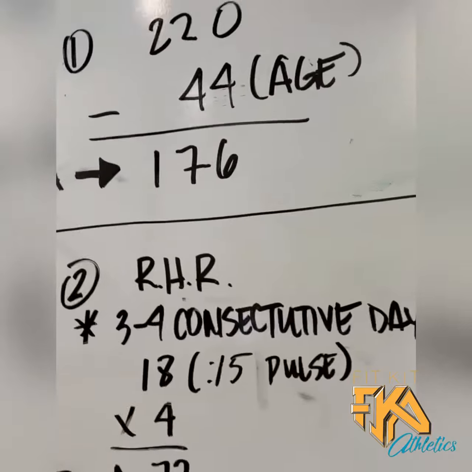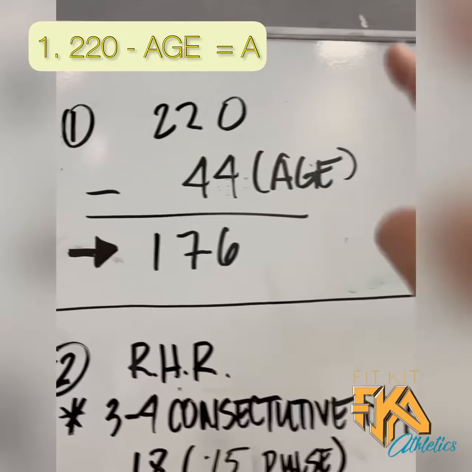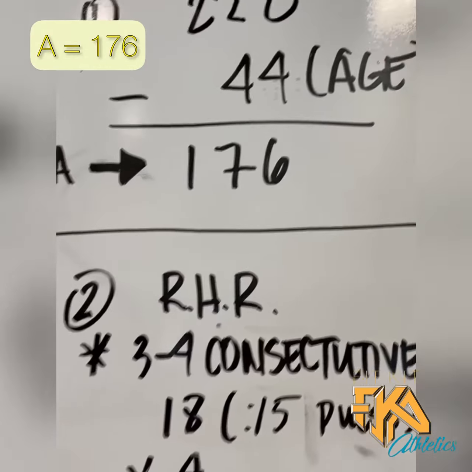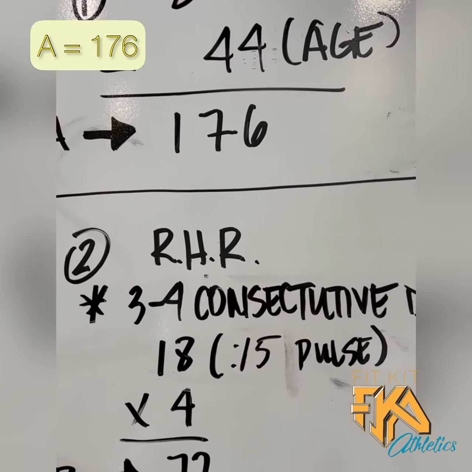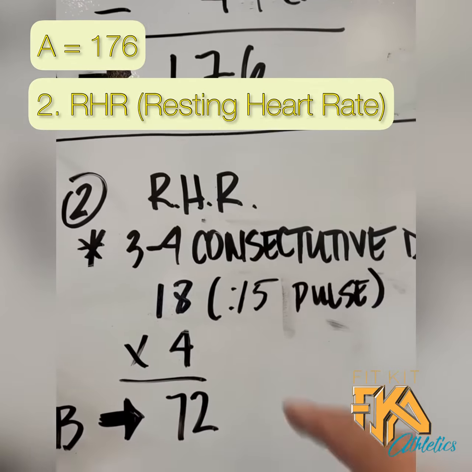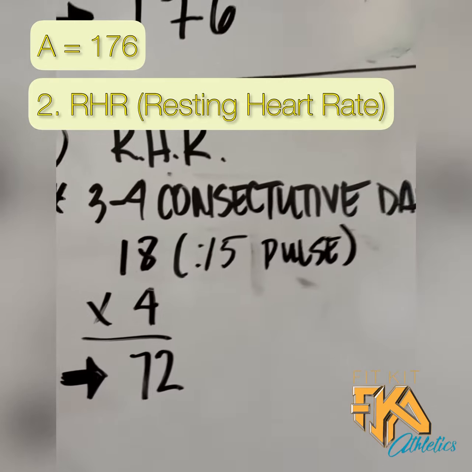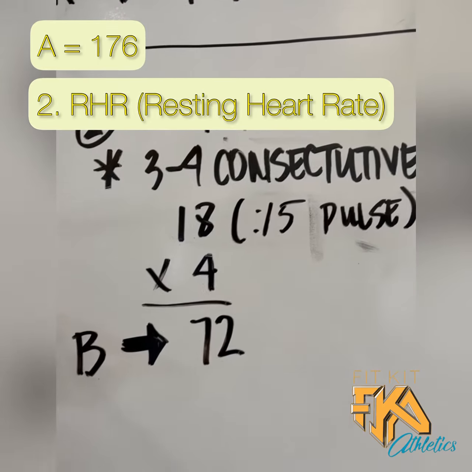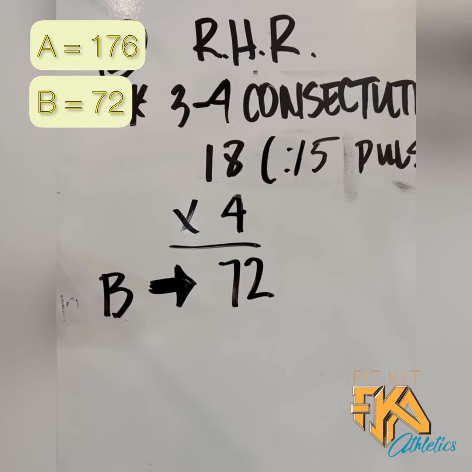All right, so the first thing we're going to do is take 220 and minus your age. That's my age, that's A, bam. The second thing you're going to do is find what we call an RHR, or your resting heart rate, and you're going to do that by taking 3 to 4 consecutive days of 15 seconds worth of a pulse. Mine was 18, multiply that by 4, bam, and that's B.